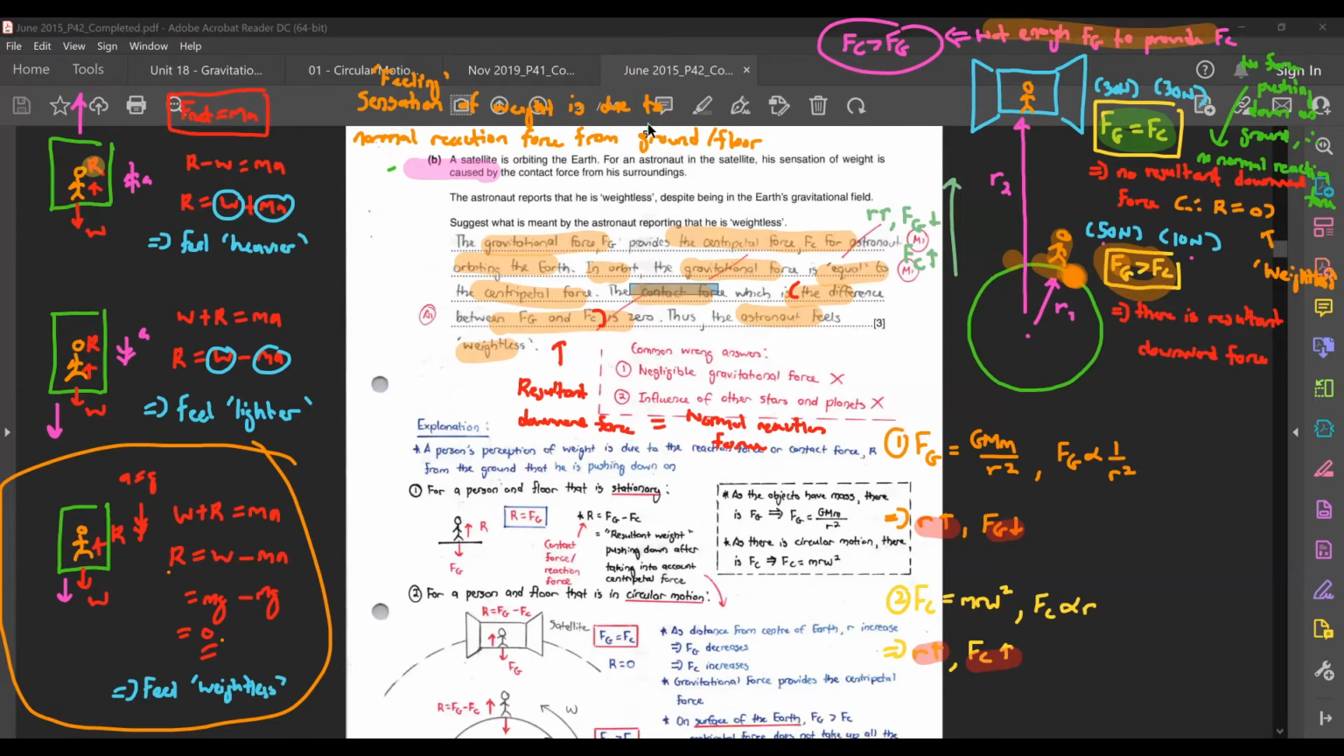So this is the full answer, explanation to it. The last statement here, therefore the astronaut feels weightless. Actually, you don't need to write this now. This is something that I just write extra so that the explanation feels complete. The answers that I'm given credit are the ones that are highlighted in orange over there.